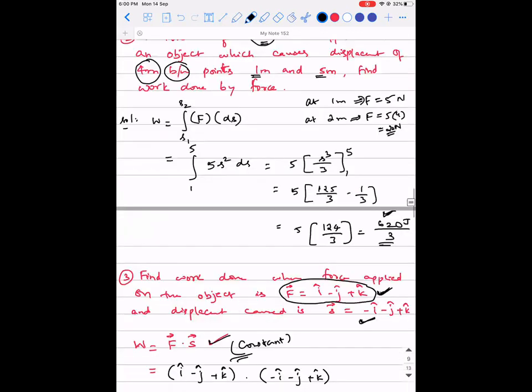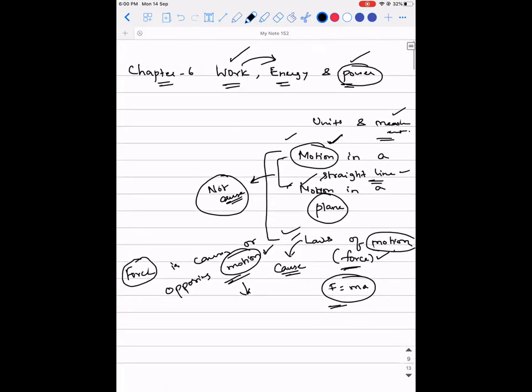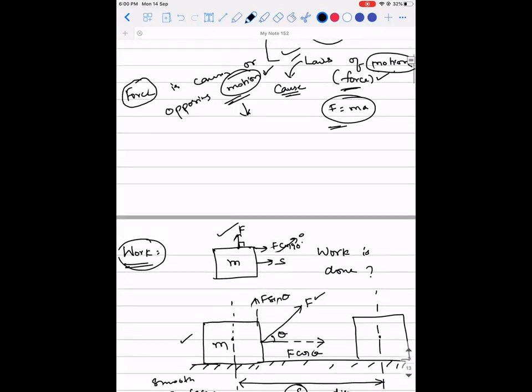So these are the concepts for today. In tomorrow's class, we will start energy, and we will discuss different important concepts related to energy, and then we'll obviously go to power. So revise this concept before tomorrow's class.